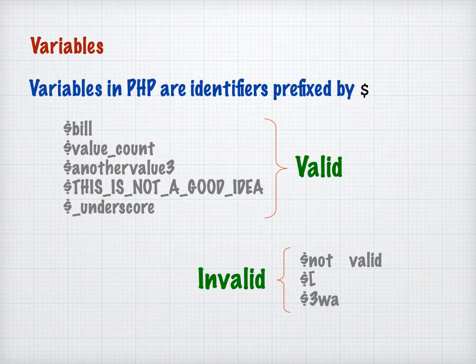Invalid ones would be things like not valid, and the reason that's not valid is because it has a space in the middle of it. So when PHP comes to try and interpret what that actually means, it'll get confused. It'll go, well, $not is a variable, and then it'll think the word valid is something else, and so it'll generate an error message. You're also not allowed to use punctuation at the start of a name, or in many of these anyway. So, for example, a square bracket isn't allowed, and also you're not allowed to begin it with a number. So you can see the valid ones and the invalid ones there.